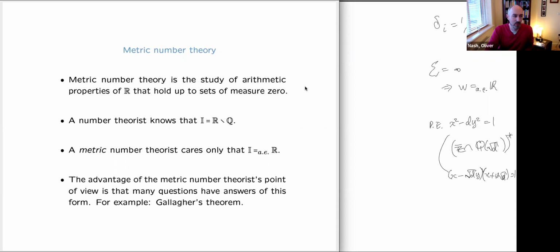And why would you settle for this weaker answer? Well, you can answer more things at this level of detail. So if you're only interested up to sets of measure zero, more questions have answers. An example being Gallagher's theorem. If you consider Gallagher's theorem, you consider your input as a sequence of distances. Maybe it's 1 over n squared, or maybe it's some other decaying function.